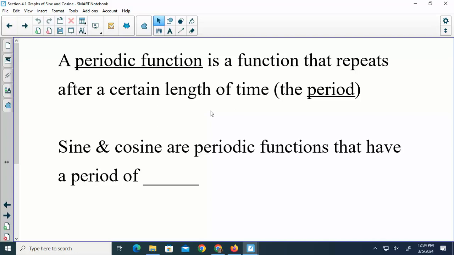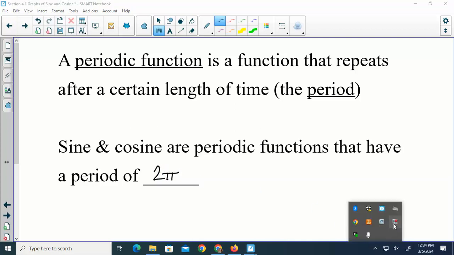Sine and cosine are periodic functions. Their period: how long does it take sine and cosine to repeat? 360 degrees. We are going to stick with radians. I know. So we're going to say 2 pi, because once you go around the circle, you repeat your value.